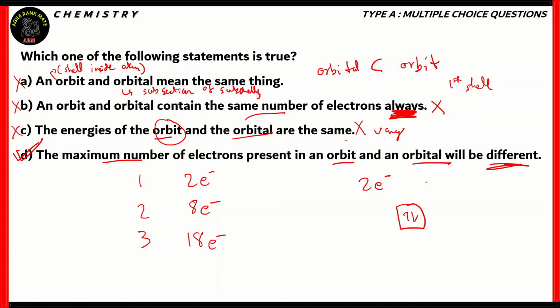And since an orbital is a subsection of a subshell, every orbital would have a maximum of 2 electrons, and it can have either 1 electron, 0, or 2 electrons. So the maximum number would always be different. The maximum number for an orbit depends on its quantum number. However, for an orbital, it will always be 2 electrons. So therefore, option D is the correct option. It's the only statement among the following that is true.